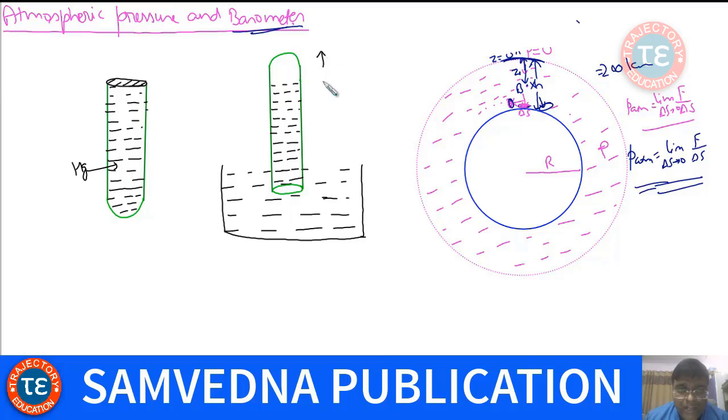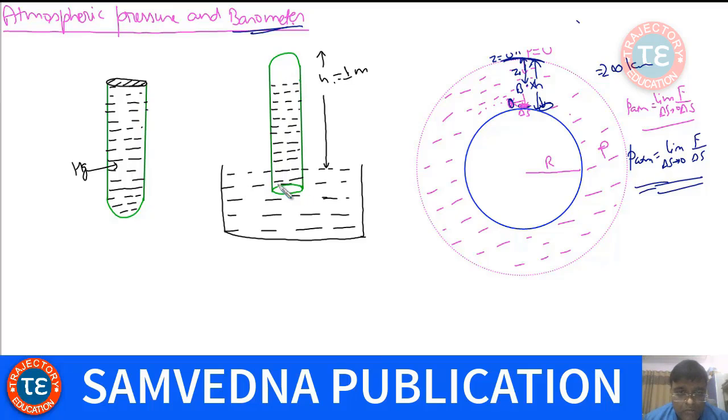This part of the tube should have a height around 1 meter. It should be at least greater than 76 centimeter. The height of this uppermost portion of the tube above the mercury surface in the cup must be more than 76 centimeter. Only then this will work, right? So if the height is enough, we usually take it as 1 meter. In that case, some portion of the tube will get empty.